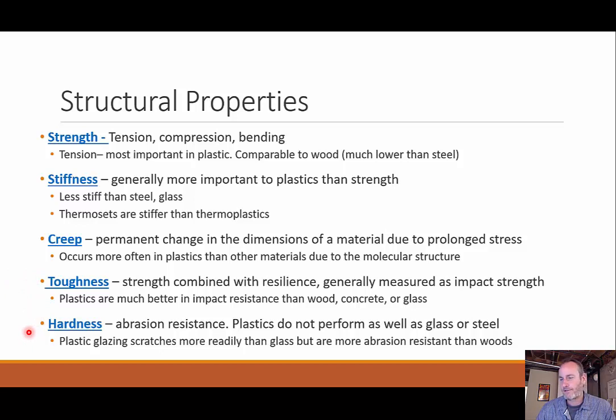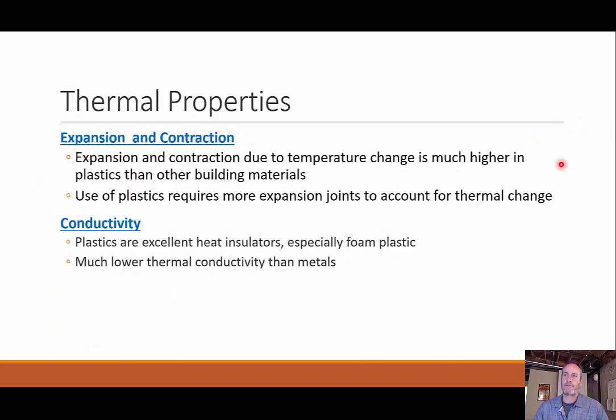Hardness, abrasion resistance, this is not the strength of plastic. They do not perform as well as a glass or a steel. So if we have a glazing, then it will scratch a little more easily than something like a glass. Some other properties, we have expansion and contraction when it is heated or cooled. It's much higher in plastics than other building materials. Because of that, we need to leave room for them to expand. So if we're using it as a construction material, then we need those expansion joints.